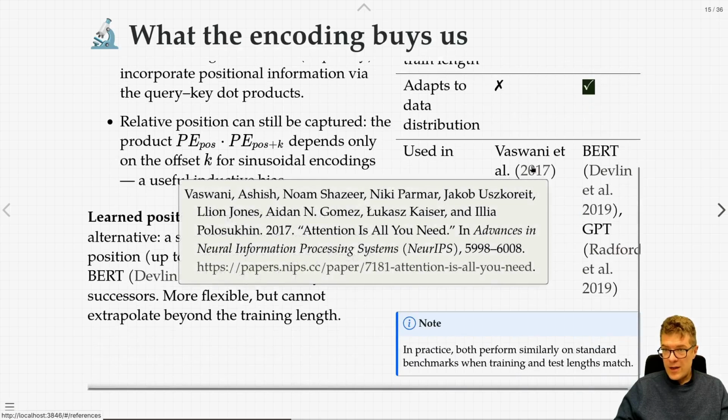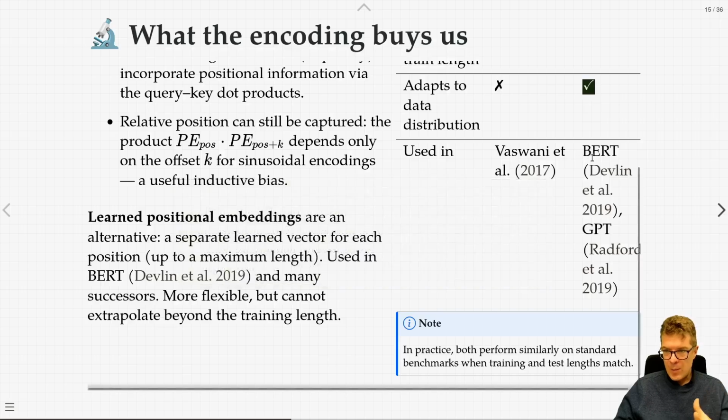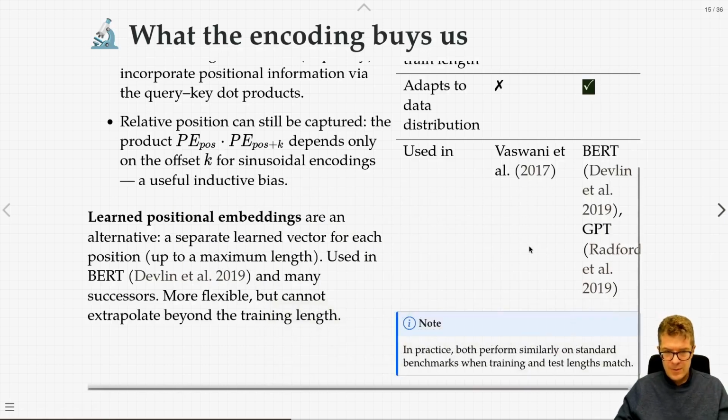So Vaswani et al. introduced the sinusoidal embeddings we talked about a moment ago. BERT, and then later on GPT, which you might have heard of, also learned their embeddings for position. In practice, both will perform similarly on benchmarks. For a very long time, there seemed to be no difference between the performance of BERT and GPT.